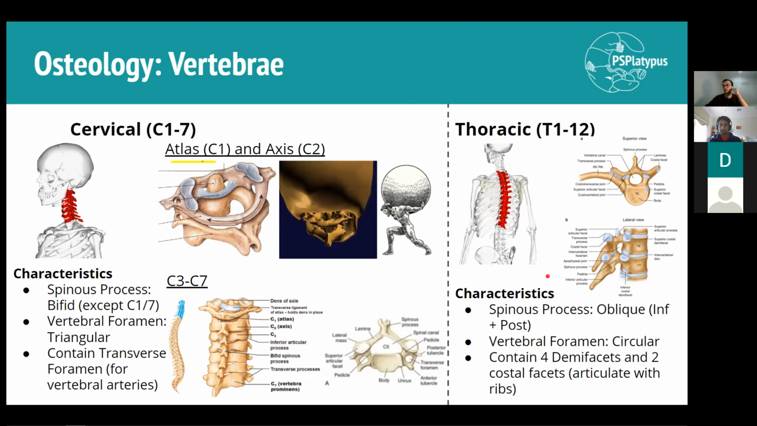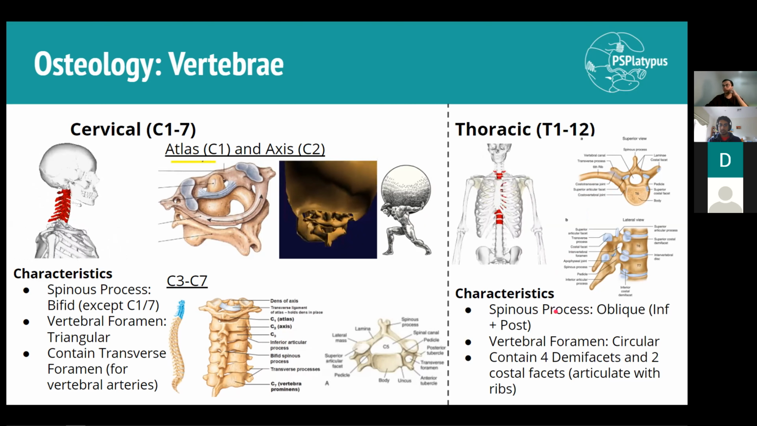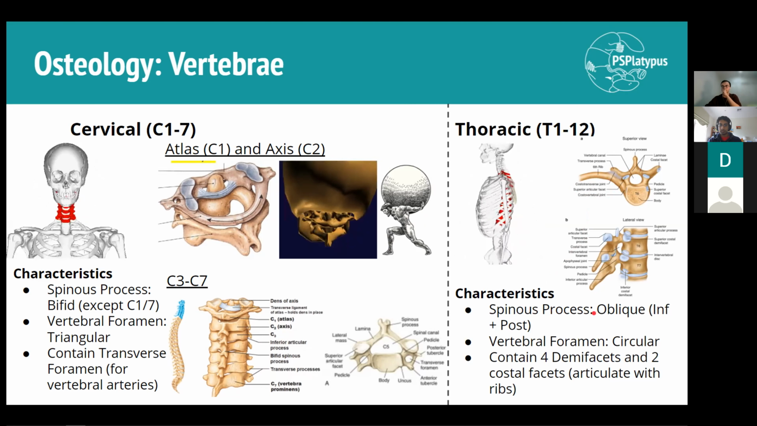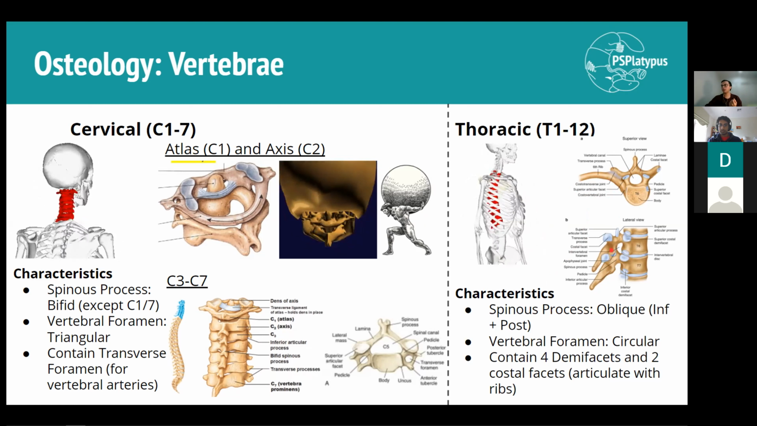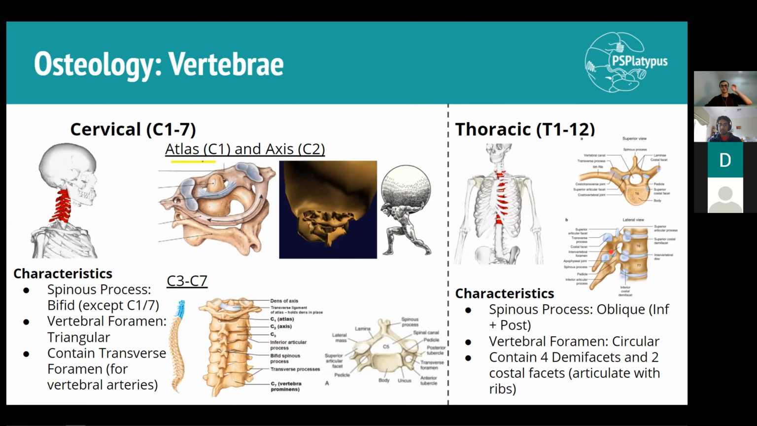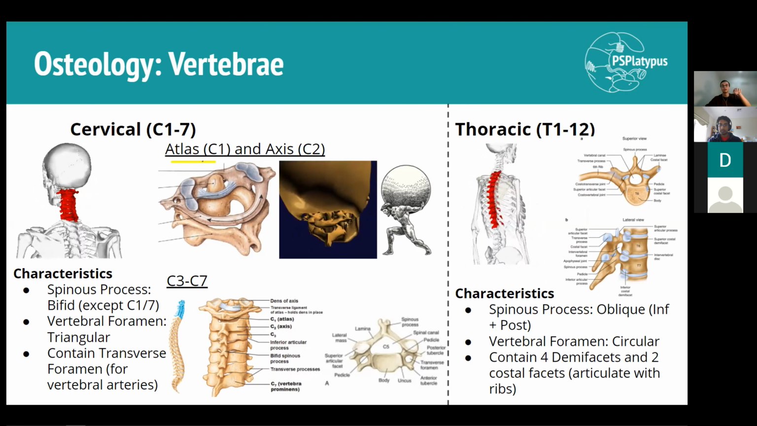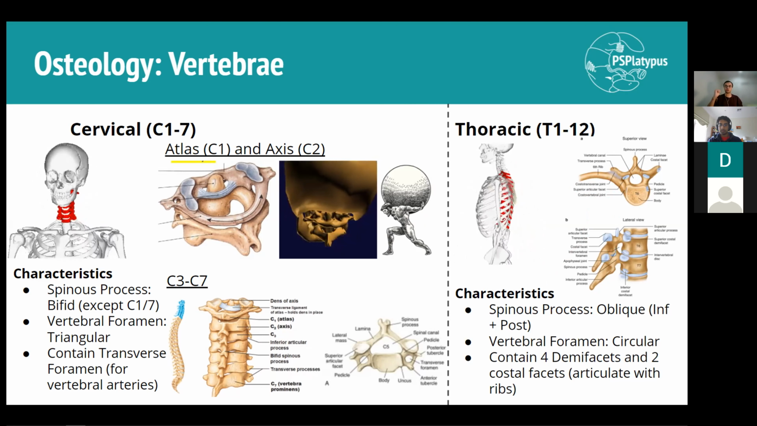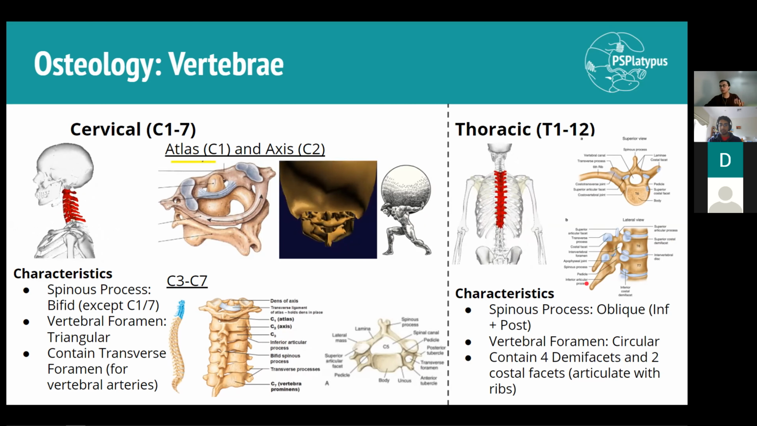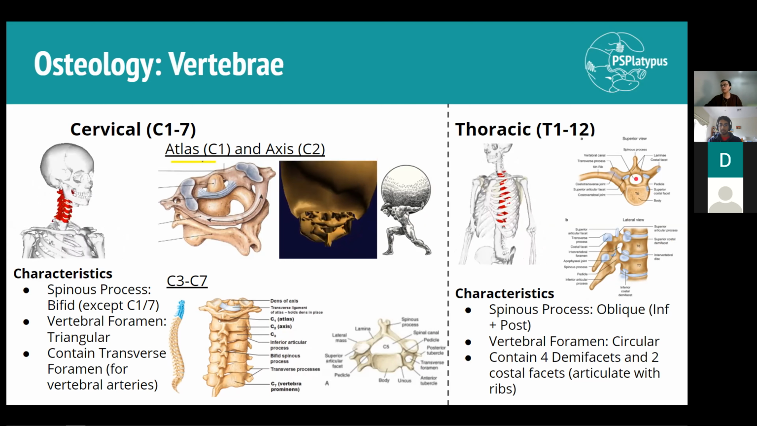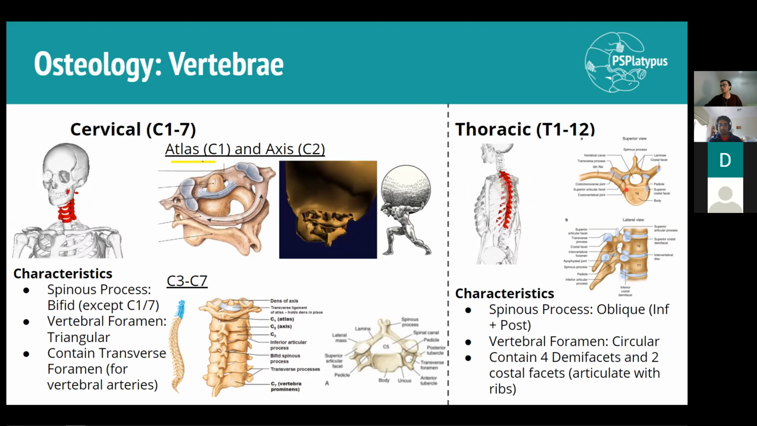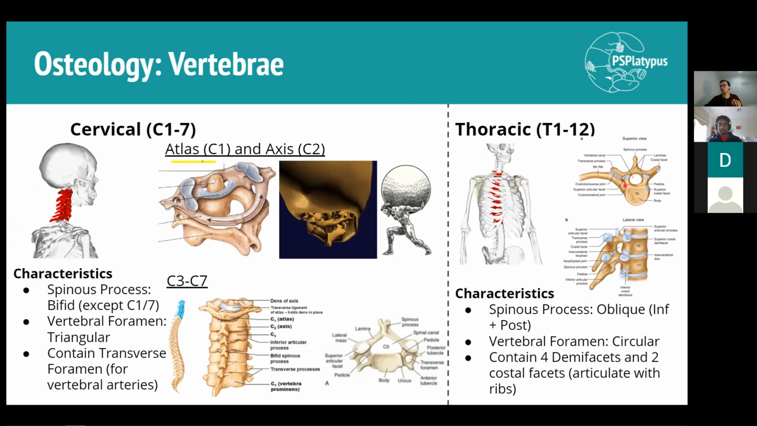With the characteristics of the thoracic vertebrae, the spinous process is oblique and it's also quite long, right? So you can see here that the spinous process is oblique, meaning that it actually goes downwards. It starts off high and then it goes in an inferior and posterior direction. So it goes downwards like that, right? And that's another defining feature. The vertebral foramen is also circular, and there are what are called 4 demifacets. So there are these parts on the sides that allow it to articulate with the ribs.